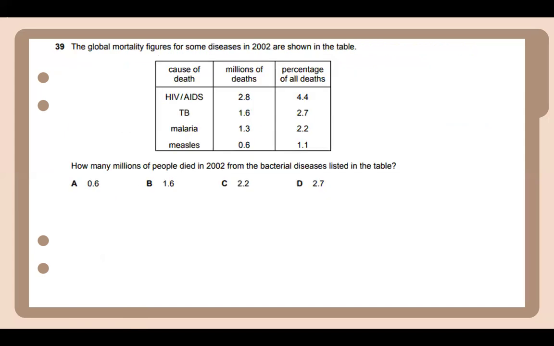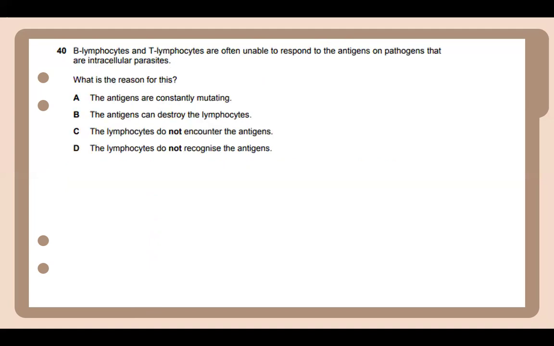The global mortality figures for some diseases in 2002 are shown in the table. How many millions of people died in 2002 from the bacterial diseases listed in the table? The answer is B.